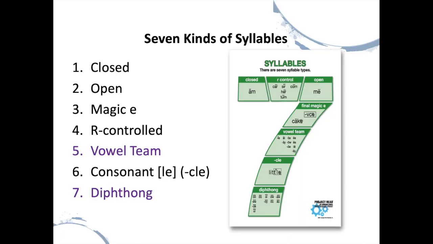Project Read has 7 kinds of syllables: closed, open, magic E, R-controlled, vowel teams, consonant LE, and diphthongs. The reason why you see diphthongs and vowel teams both in purple is because they are oftentimes combined in other programs. So we want to give you some of the characteristics of each type, so we'll begin that now.